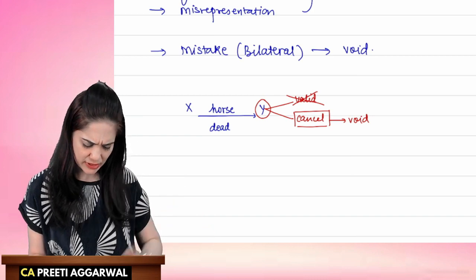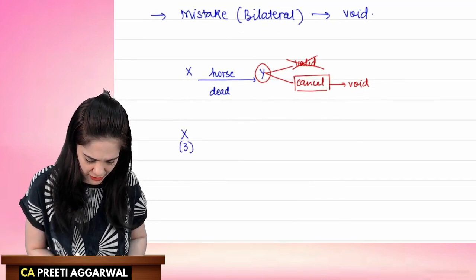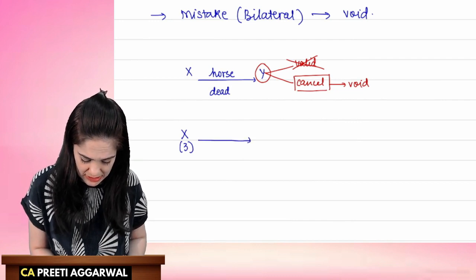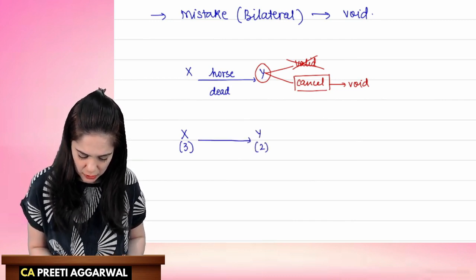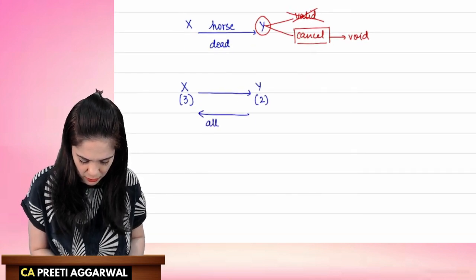Let us discuss one more example to validate this. X is the owner of 3 horses, but Y thinks that X owns only 2 horses. Y says to X, I want to buy all your horses.